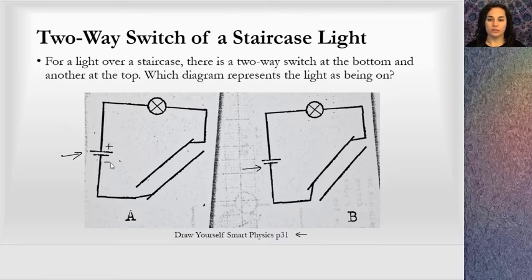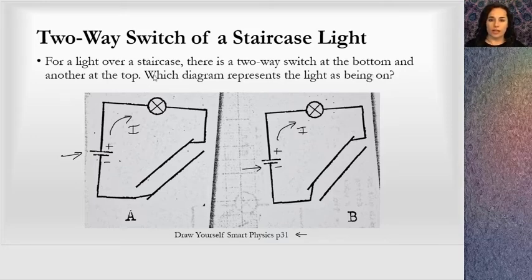So I can label this a plus and a minus, and a plus and a minus. So when current flows in this circuit, it will flow in the clockwise direction. Okay, so when we think about closed circuits, they will form a loop. And we can talk about that loop being a clockwise direction or a counterclockwise direction.